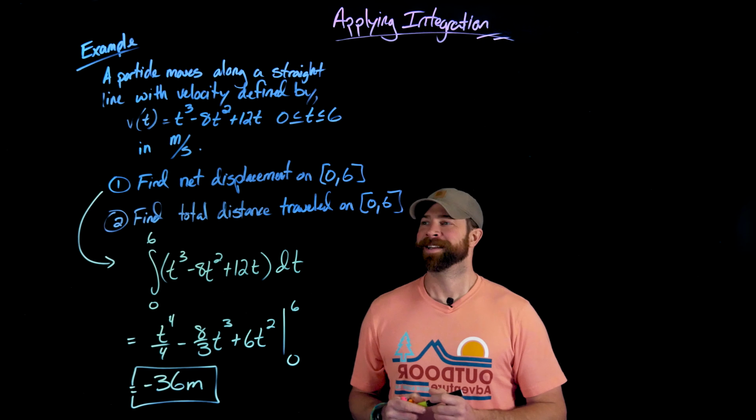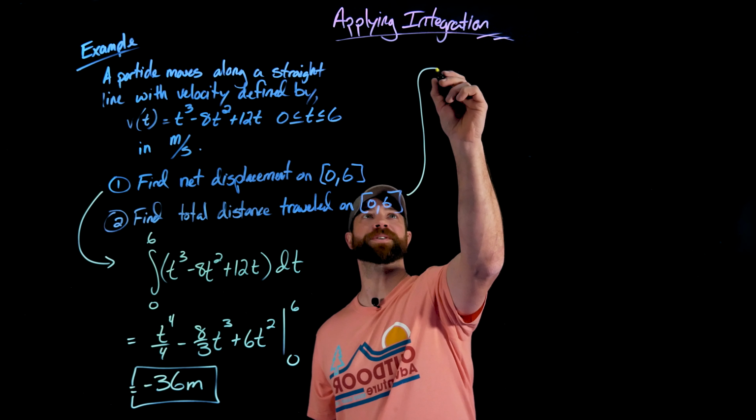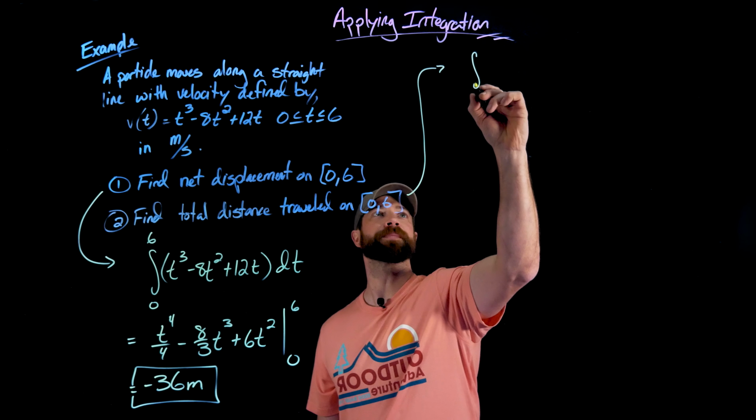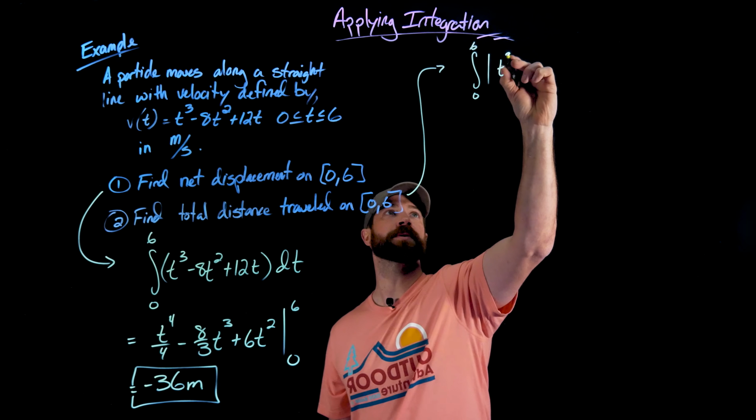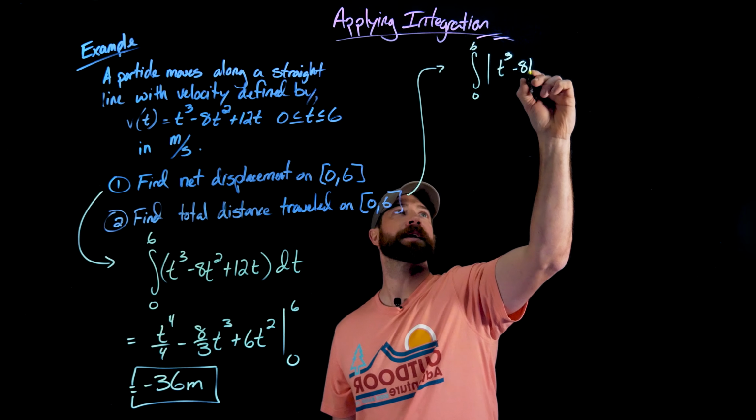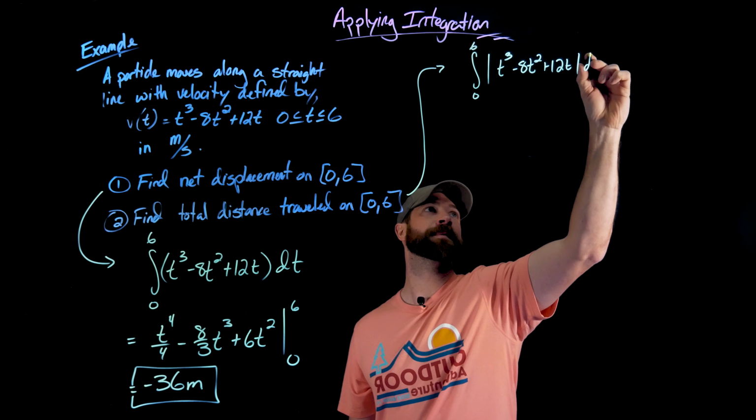All right, let's do the fun of calculating the total distance. In this case, we're going to evaluate this integral on 0 to 6 of the absolute value of this velocity function. The absolute value is the important piece here.